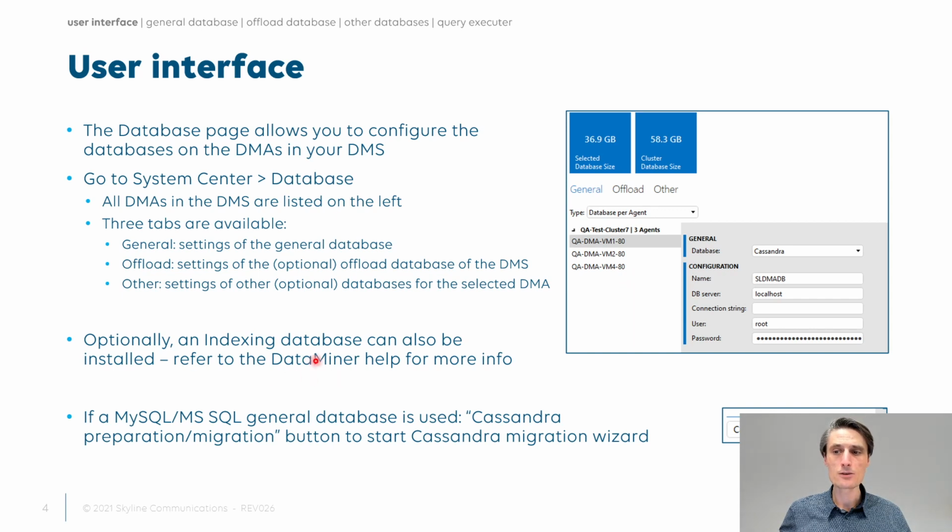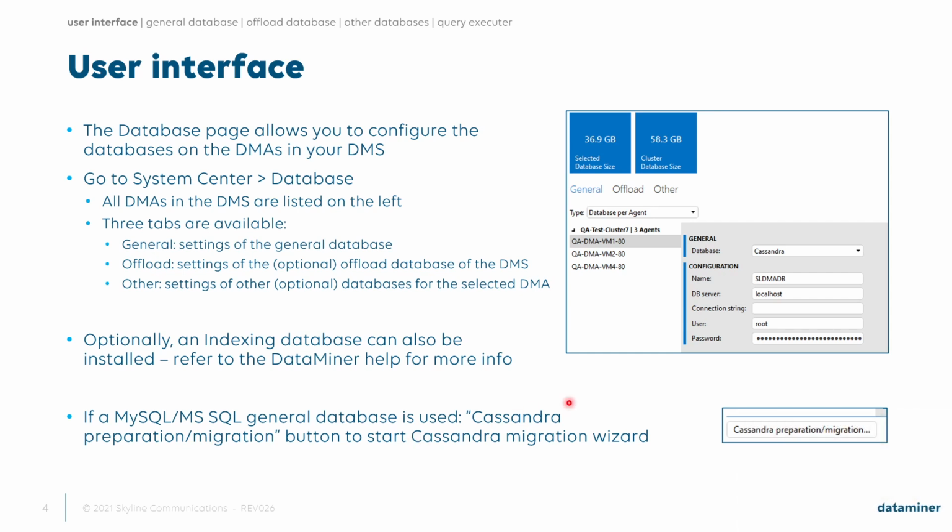Next to the indexing, I also want to mention if you're still running on MySQL or SQL Server; you can see this one is running on Cassandra. We do still support MySQL or SQL Server, but it is recommended to upgrade or migrate. If you are running on MySQL, you will have a button at the bottom that allows you to go through a wizard to prepare your system for Cassandra, and also do the migration and move the data from MySQL to Cassandra.